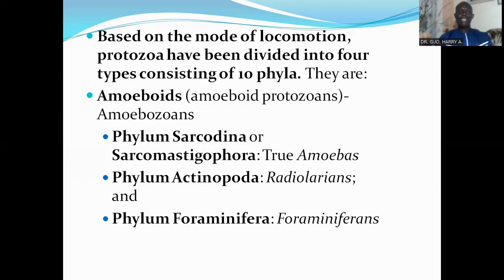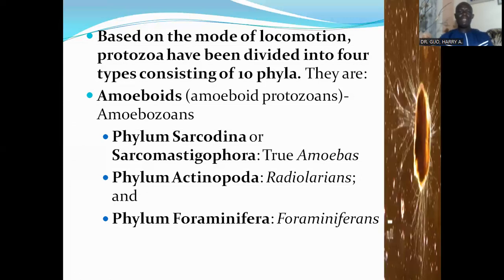Now, among the amoeboid protozoans, we have 3 phyla: the phylum Sarcodina or Sarcomastigophora, which consists of the true amoebas, then the phylum Actinopoda, called the radiolarians. The Actinopoda is also called the phylum Radiozoa. Then we have the phylum Foraminifera, which consists of the foraminiferans.